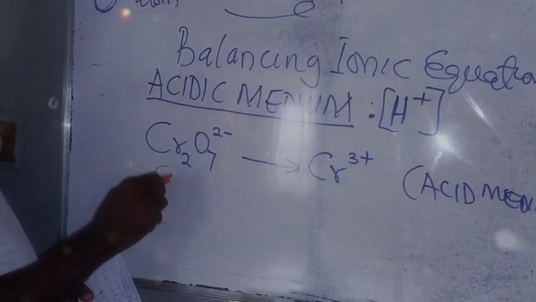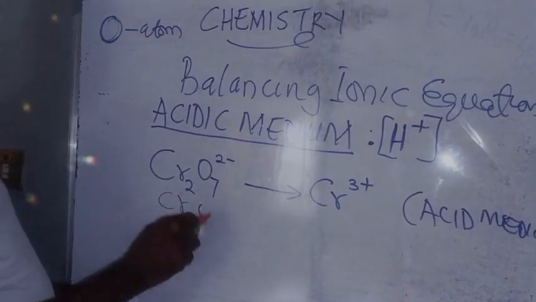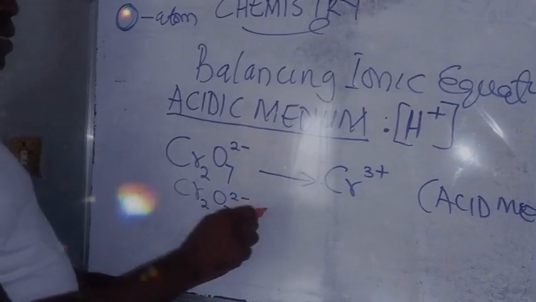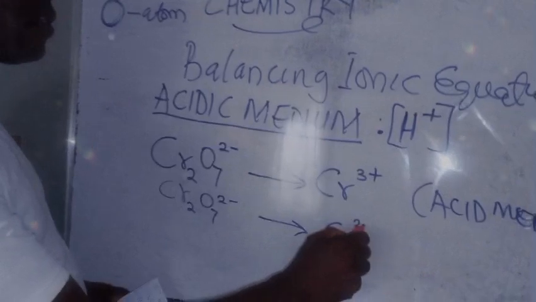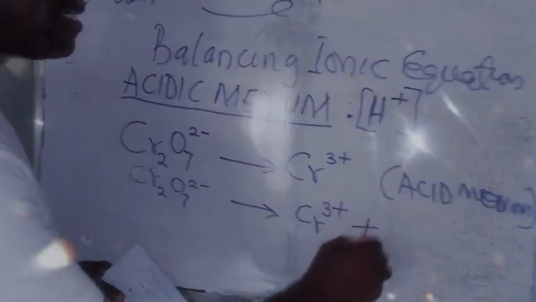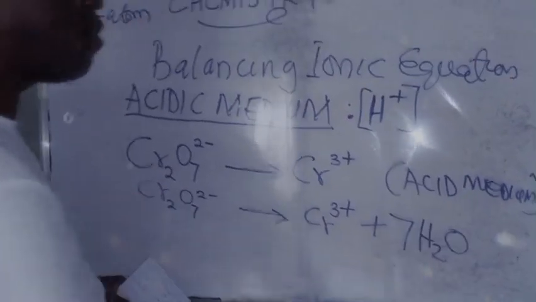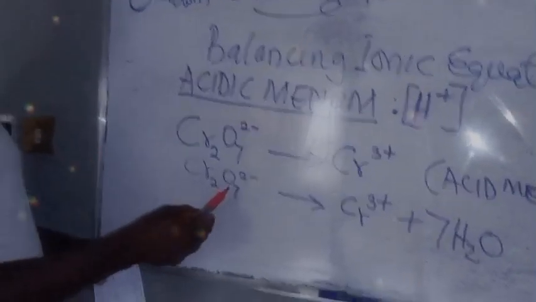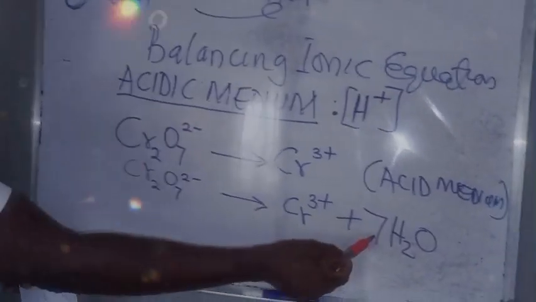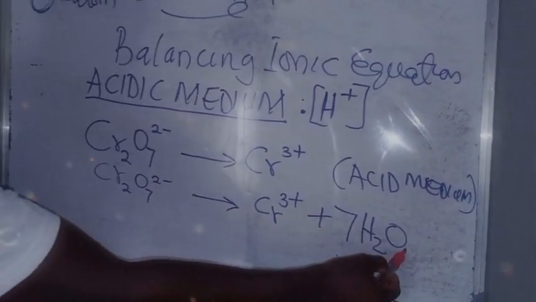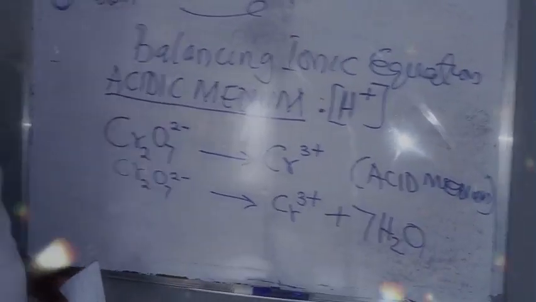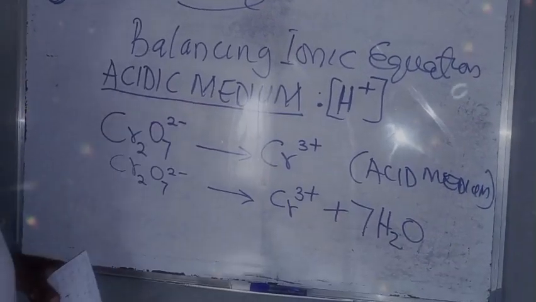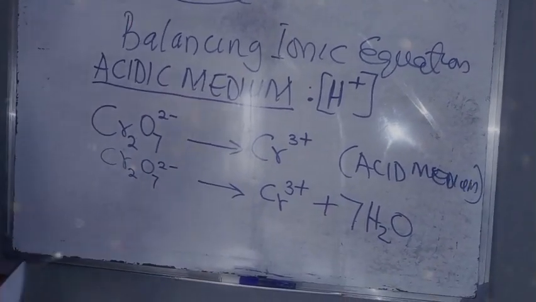So I have Cr2O7 2 minus, giving me Cr3 plus. Then I need to add 7 molecules of water, 7 moles of water, so that oxygen will be balanced. You see, here we have 1. Don't forget that it's 1. We don't normally put that 1 there, but it's 1 that is there. If there is nothing there at the subscript, it's 1. So 7 times 1, 7. Here we have 7. That's the first step.